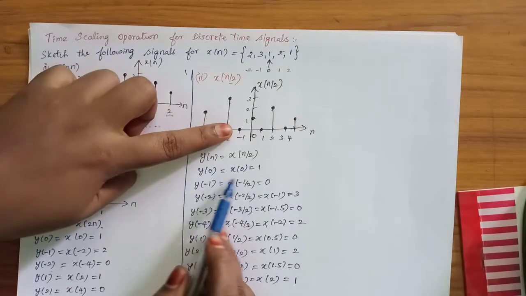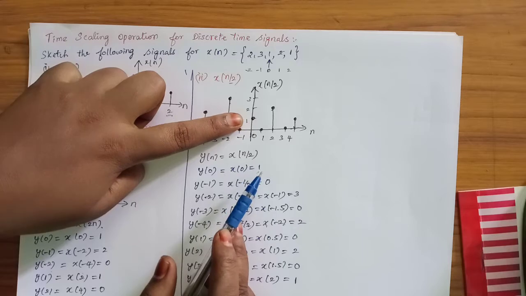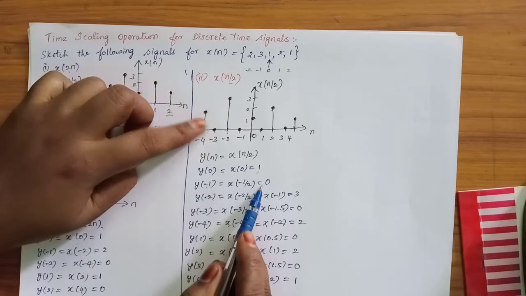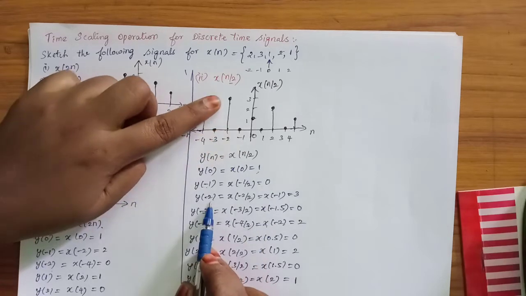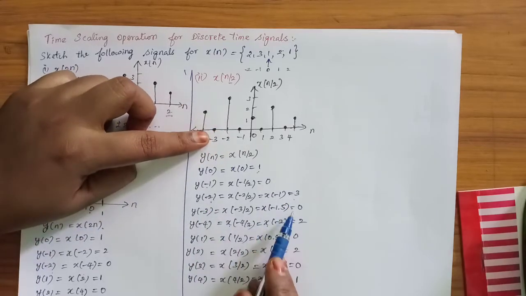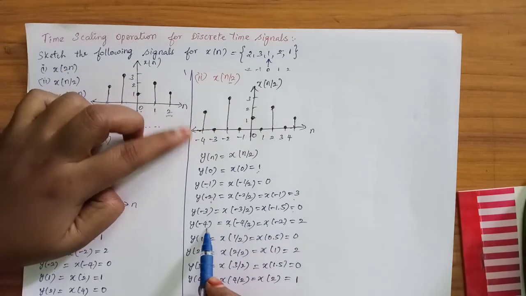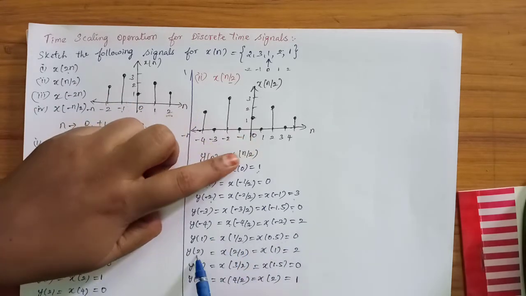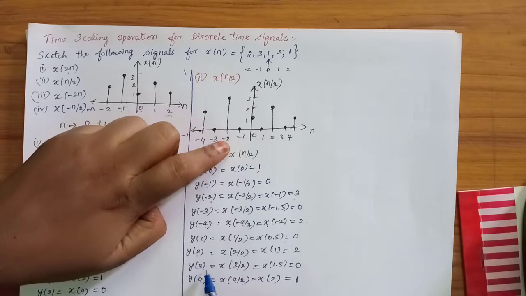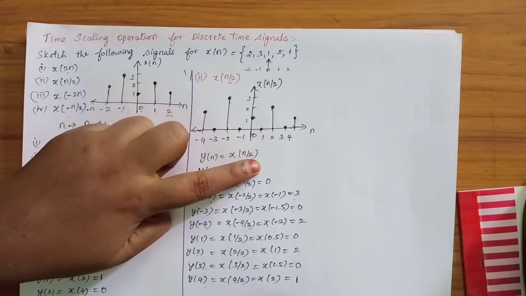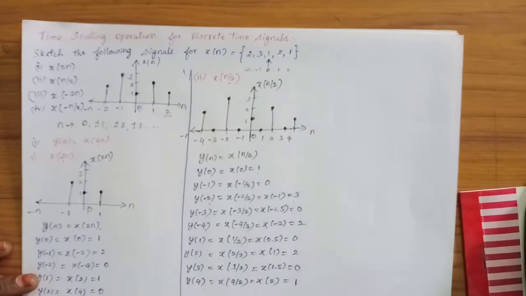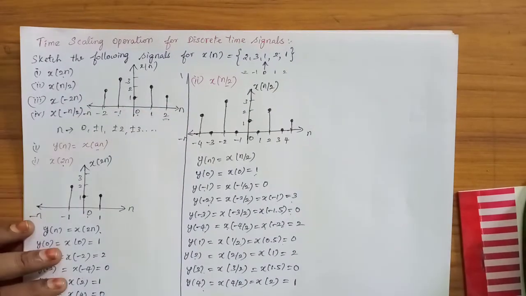So y of 0 is 1. Okay, and next y of minus 1 is 0, y of minus 2 is 3, and y of minus 3 is 0, and y of minus 4 is 2, y of 1 is 0, y of 2 is 2, and y of 3 is 0, and y of 4 is 1. Okay, so this is how we have to perform x of n by 2.